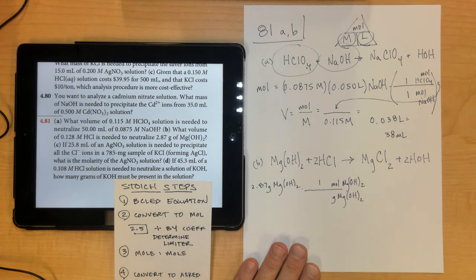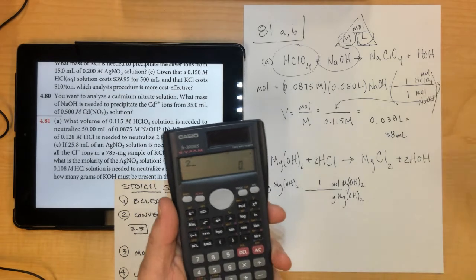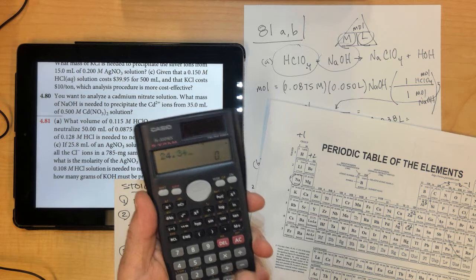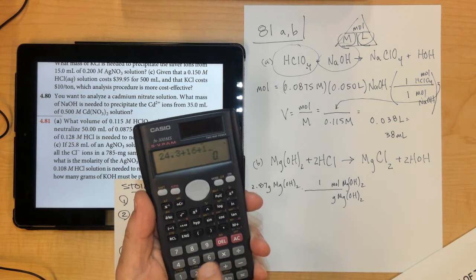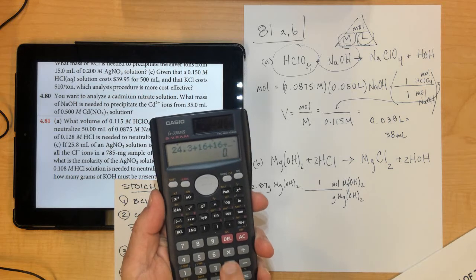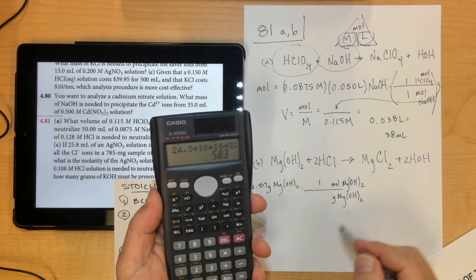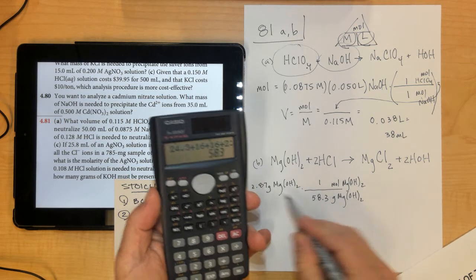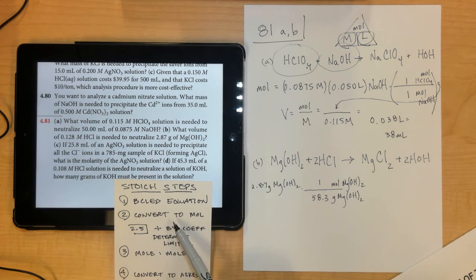And now you have to add that up on the periodic table. Magnesium is 24.3, and oxygen, of course, is 16, and there's 2 of them. And then hydrogen is 1, so there's 2 of those as well, so we'll multiply by 2. And then we get 58.3 grams in 1 mole of the magnesium hydroxide. That's step number 2, converting to moles.